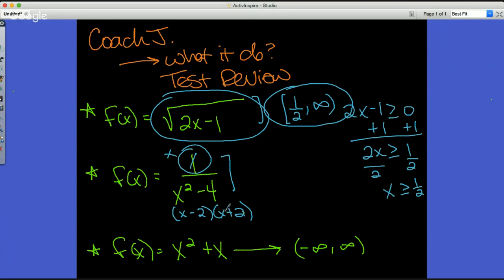So when I look at that here, I notice that x minus 2 and x plus 2 are there. So I set both equal to 0 separately, where x is equal to 2 and negative 2.